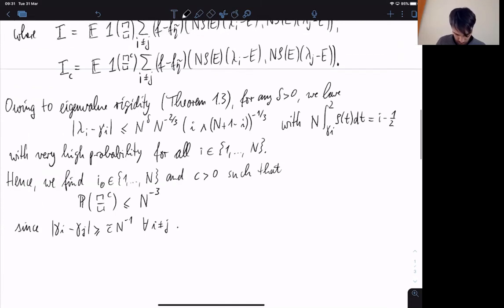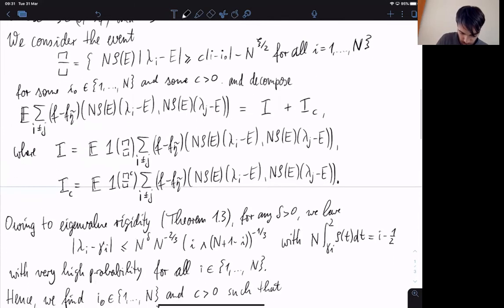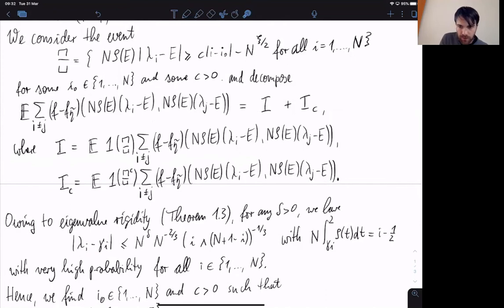Okay, so just to recall, why is this correct? What we want to prove is that this here is a small probability, but we know that lambda I and gamma I are very close to each other. And because the gamma I's get very dense for large n, we can find an I0 such that this gamma I0 is close to E, and then we can just plug in this definition, and we have to allow for some error term. Okay, so we know now that the event Xi happens with high probability.